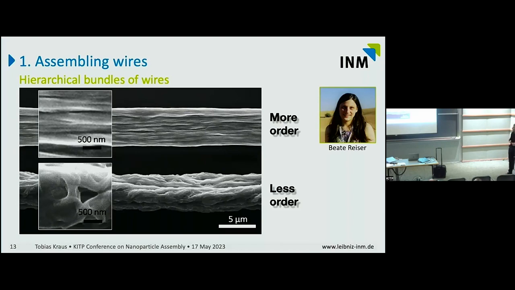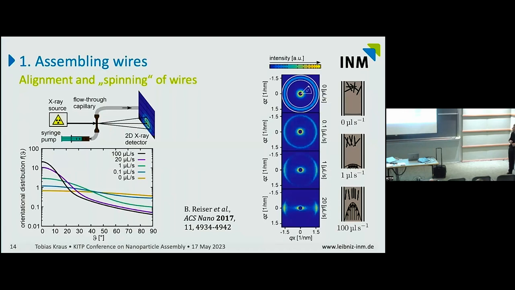Now we see something like this in wires, and we can look at this in much more detail when using, again, small angle X-ray scattering. Because what you can do, of course, is to just use a nozzle that is X-ray transparent and then shine through with your X-ray beam here, push at different rates, and then look at what the X-ray scattering tells you about the alignment of these wires. These are 2D diffraction patterns that you get.